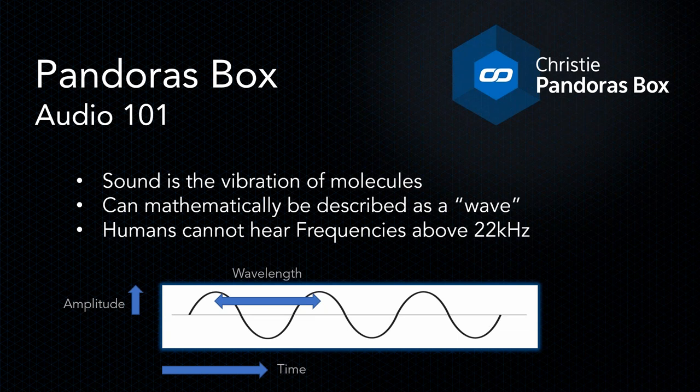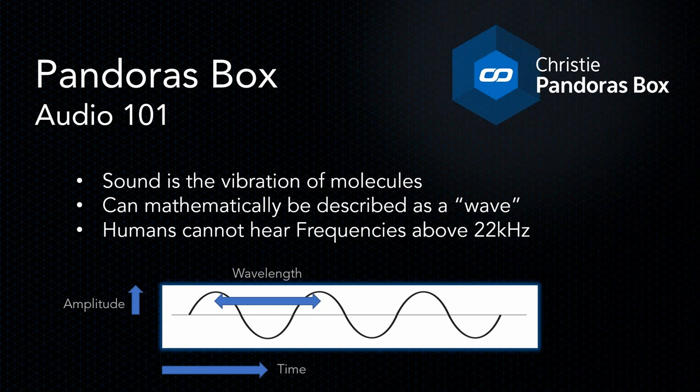So what is audio? What is sound? Sound can be broken down as the movement of molecules in the air, which will then transfer this information to our ears. It can also be represented mathematically and can be described as a wave. Most humans, well, pretty much everybody, can hear from about 20 hertz up to 22 kilohertz. Obviously, you can feel lower frequencies. And as you age, your response to those higher frequencies slowly diminishes.